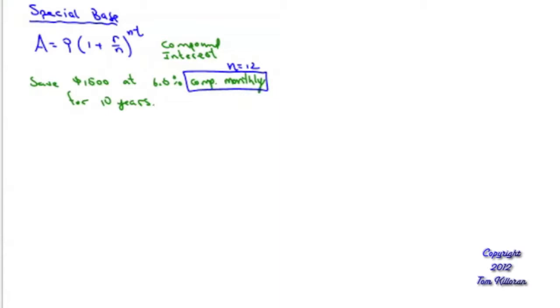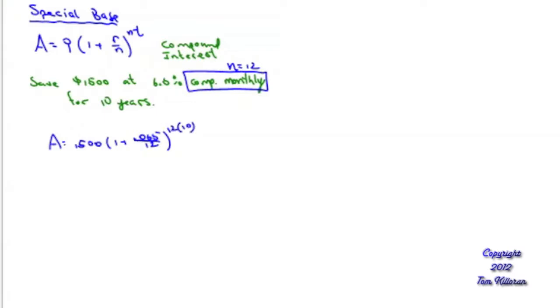So if we plug it all in, we're going to get A equals 1,500, parentheses, 1 plus 0.065. Remember, percentages don't work in formulas. You've got to change it into its equivalent decimal. Divided by n, which is 12, raised to the 12 times t, which is 10.